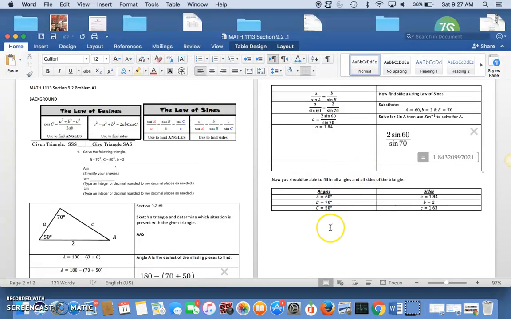So we have all 3 angles now and all 3 sides. That means we have solved the triangle completely.